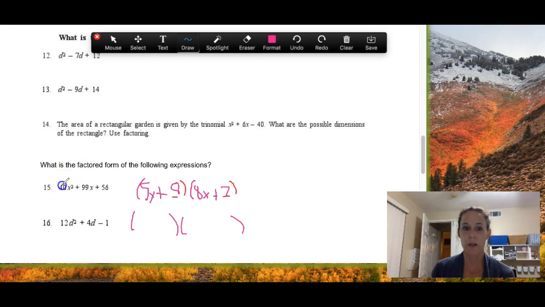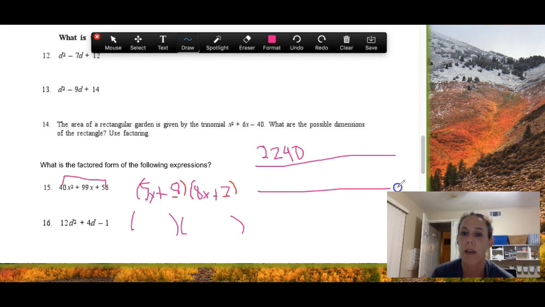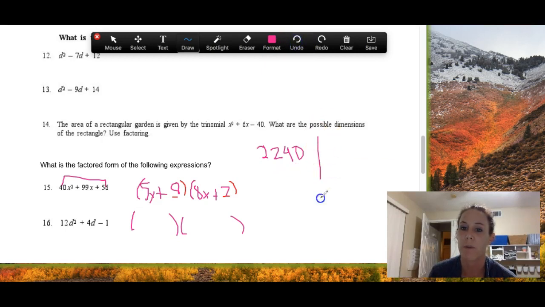But because we have this constant here, we have to multiply these two together. So we have to multiply 40 and 56, and it's going to be a huge number, 2240. Okay, and what we need to do is figure out the factors of 2240 that sum to be 99. Now the book writes it that way. I like to write it like I did before, like this: the factors of 2240 that sum to be 99.